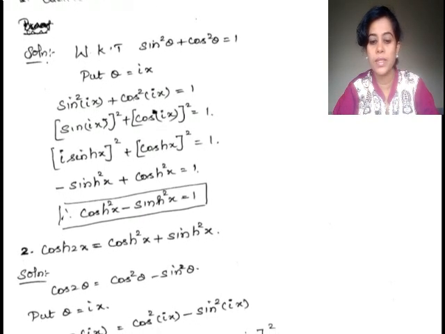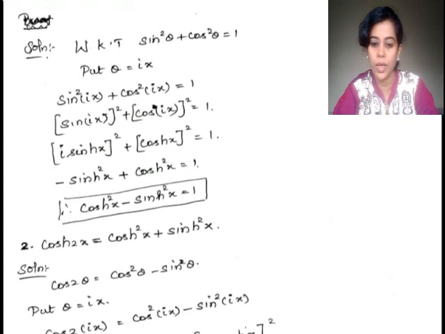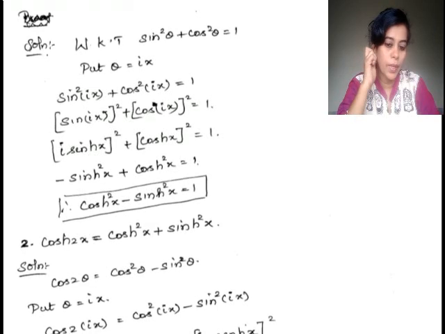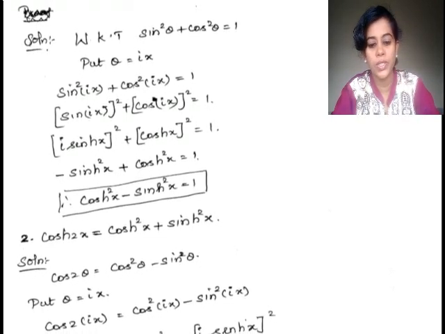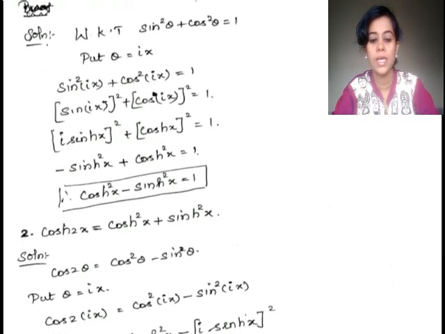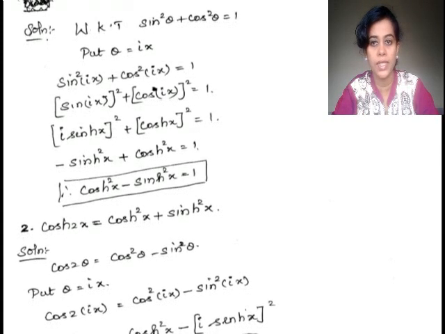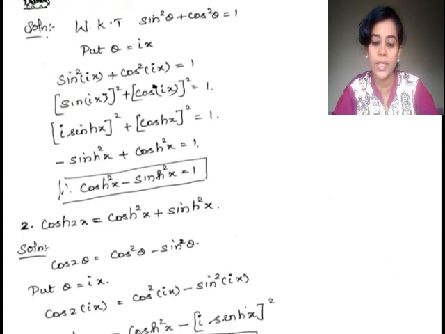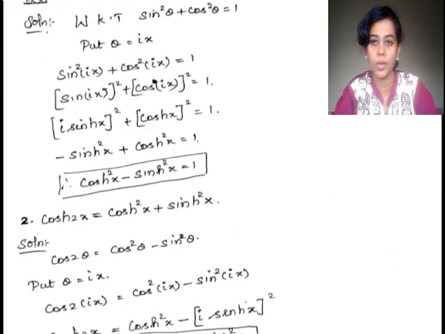Then this will be written as (sin ix)² + (cos ix)² = 1. So we all know the relationship between the circular and the hyperbolic functions. From that we can write sin ix = i sinh x. So therefore it is (i sinh x)² + (cosh x)² = 1.